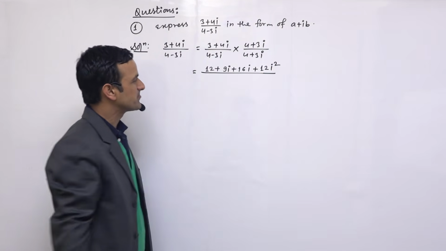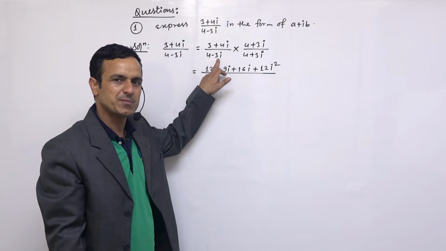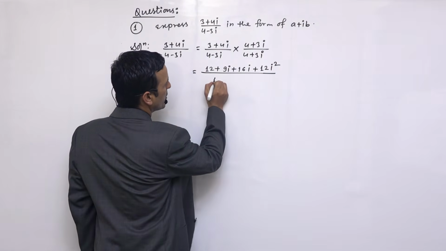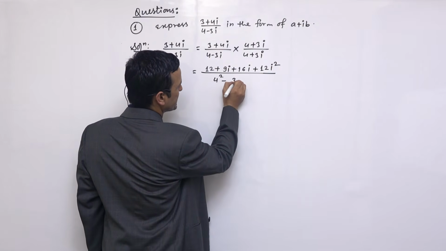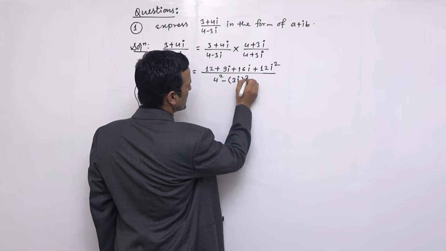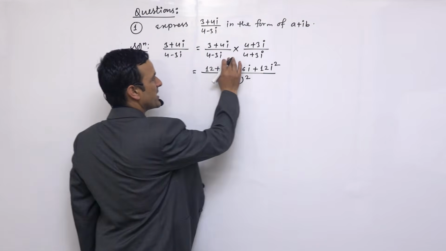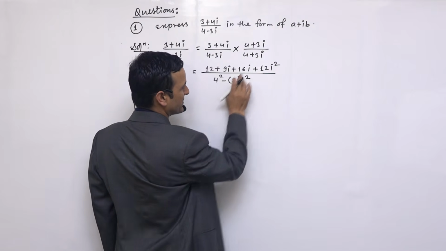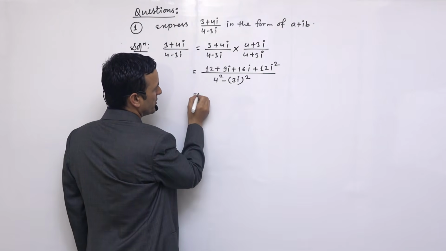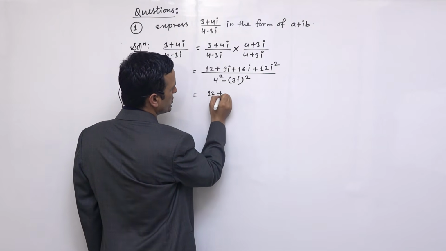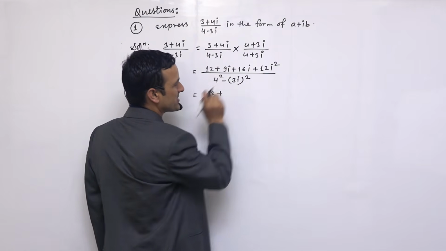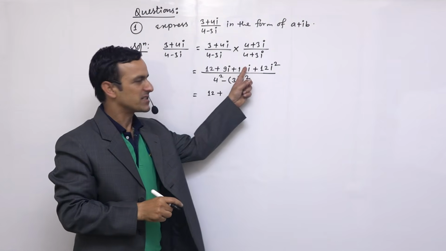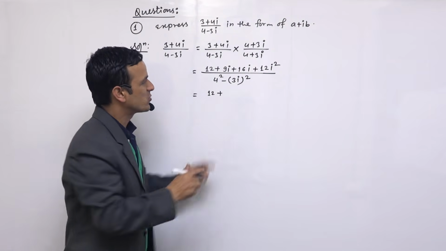And here it is a minus b into a plus b. So it will be 4 square minus 3i whole square. This is a minus b, a plus b, which means a square minus b square. So in b we have 3i. So if we solve this, then it will be 12 plus 9i plus 16i. If you add these two terms, it will be 16 and 9, 25.